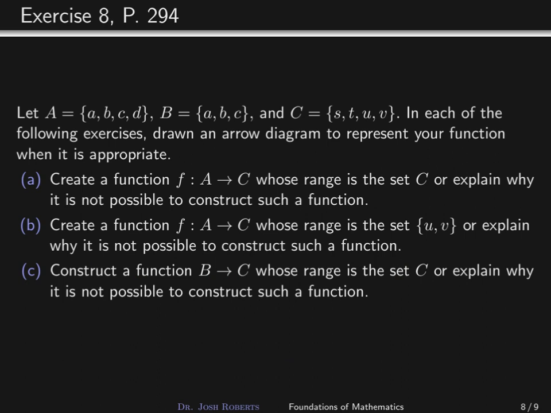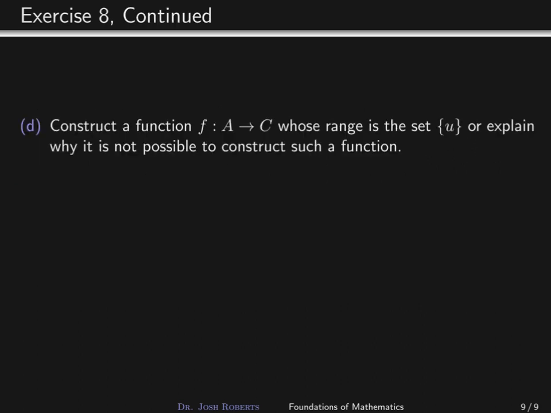Now, similarly, can I make a function from B to C whose range is all of C? So try to do the same thing. Draw the two sets, but I only have 3 elements to work with and 4 elements to work with over here. And see how that changes things from part A of this problem. And part D, do the same thing, or try to do the same thing from A to C, where the range is W, or explain why you can't do that.